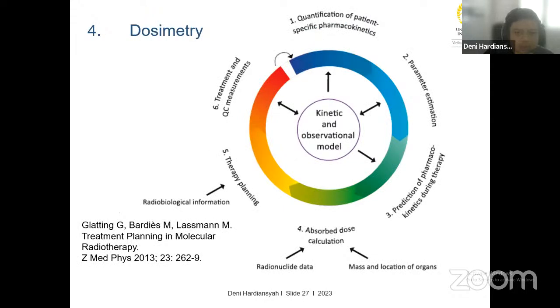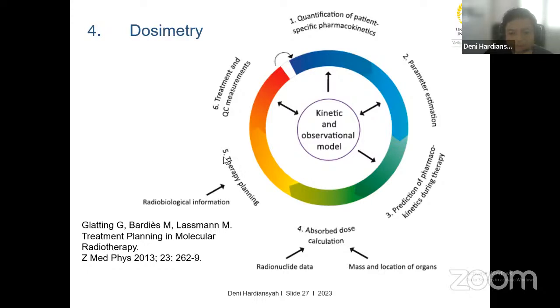And then this is the dosimetry workflow. If you would like to perform it in an ideal way and individually, one by one for each of the patients, first we start with the quantification of patient-specific pharmacokinetics, followed by the parameter estimation, and then we perform the prediction of pharmacokinetics during therapy, and then the absorbed dose calculation. Here, we can add the information from the radionuclide data and also the mass and location of organs, and then we perform the calculation of the absorbed dose.